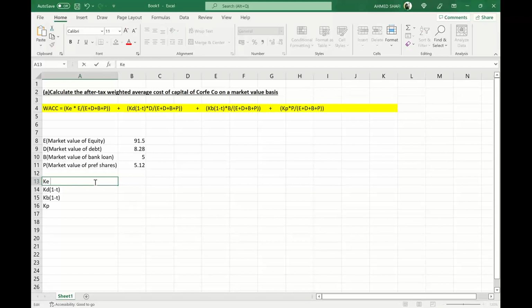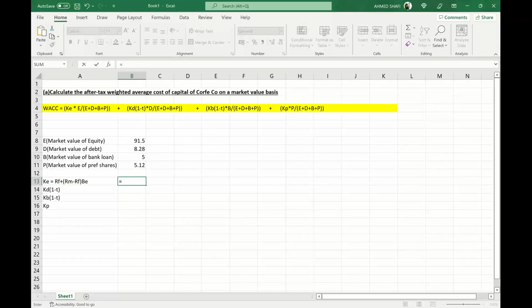The formula of DVM is D1 over P naught plus G, and the formula of CAPM is RF plus RM minus RF beta equity. If risk-free rate, market rate is given, always use CAPM. So KE will be found through CAPM, which is RF plus RM minus RF into beta equity.